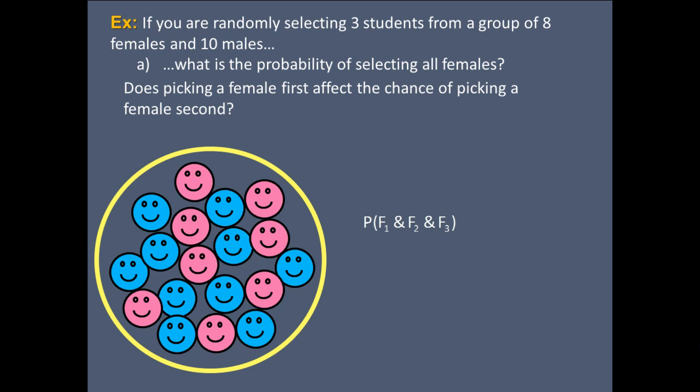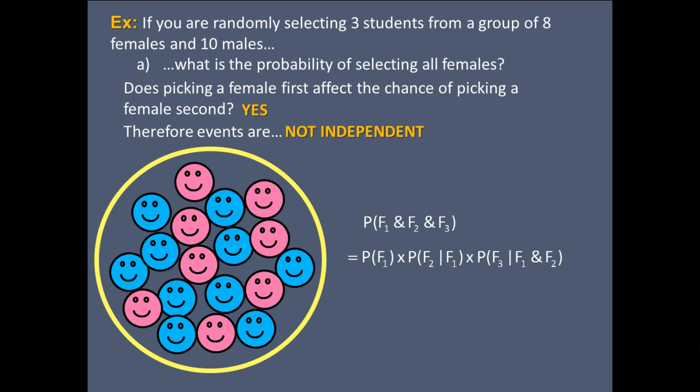First, "and" refers to multiplication. Second, are these events independent or not? Does picking a female first affect the chance of picking a female second? And without replacement, yes it does. So here, our events are not independent. So what we need to think about is, what is the probability of getting a female first?